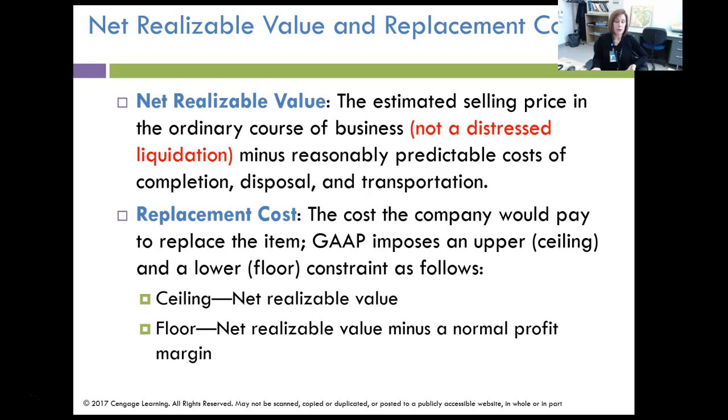The bottom level we can go to when we look at replacement costs is this net realizable value minus a normal profit margin. So this net realizable value is kind of your starting point regardless of what your valuation methodology was for your inventory costs, but then you're going to determine whether or not that establishes your ceiling or whether you do further analysis and that determines your floor, and then you look at whether the replacement cost falls within that.